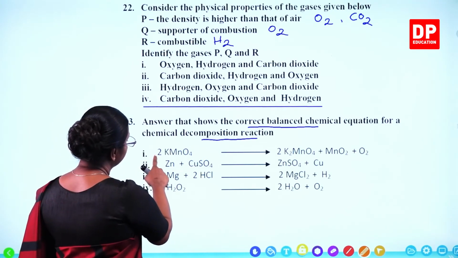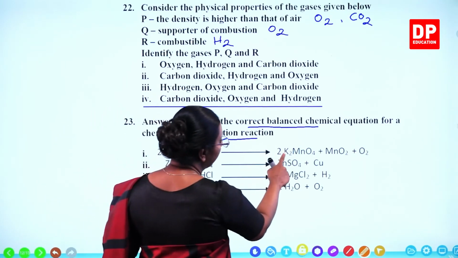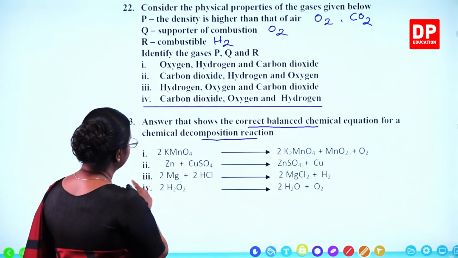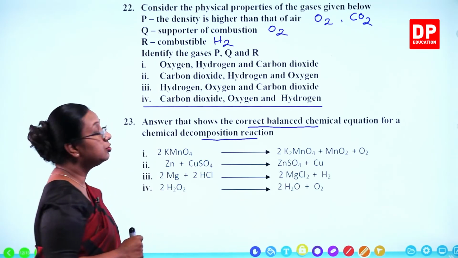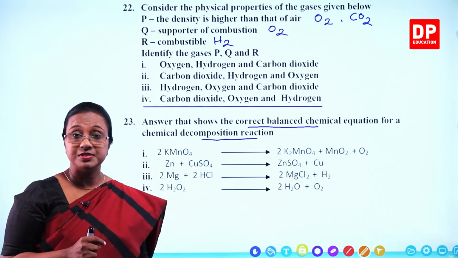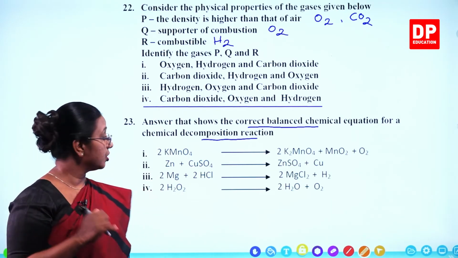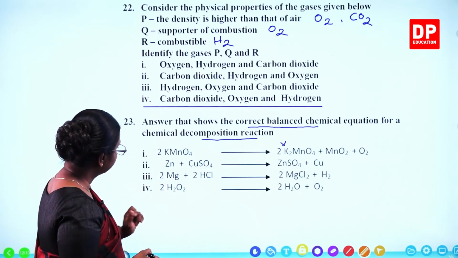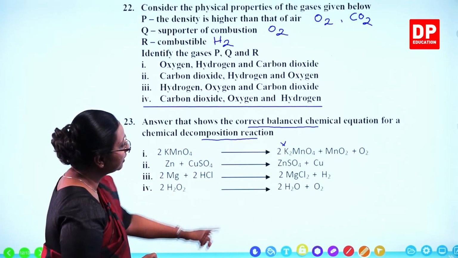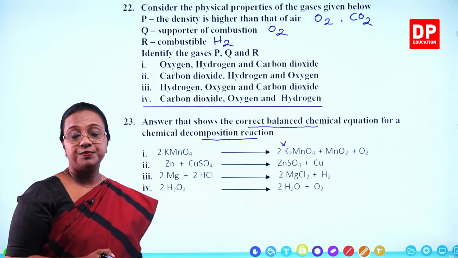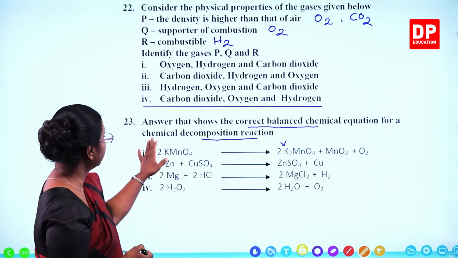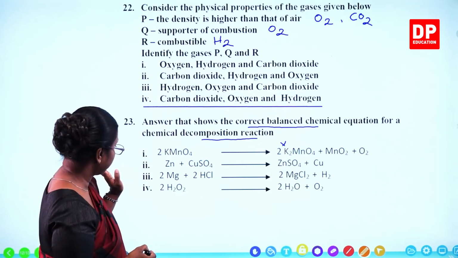Now look at the values. 2KMnO4, 2K2MnO4. So there are 4 potassium atoms here. There are only 2 potassium atoms there. So there it is not balanced. Then the next one, zinc plus copper sulphate, zinc sulphate and copper. That is a single displacement reaction. So it is not a decomposition reaction.